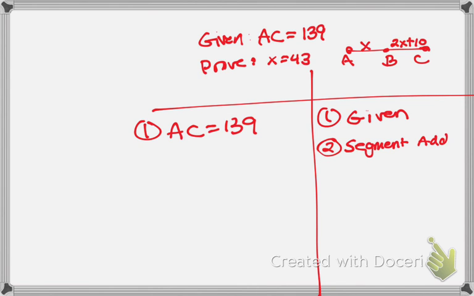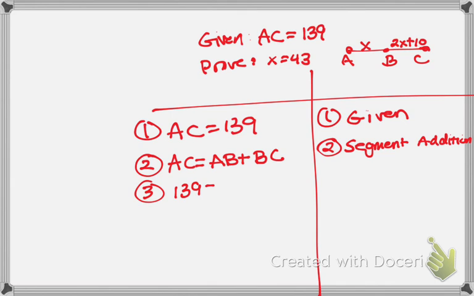And then what would the left have looked like for segment addition? The big, what's the big? The whole thing, AC is equal to AB plus BC. Then we would substitute in 139 is equal to x plus 2x plus 10, because of substitution. And then all the rest would be exactly the same, right? Okay, so angle addition or segment addition. Questions? All right.